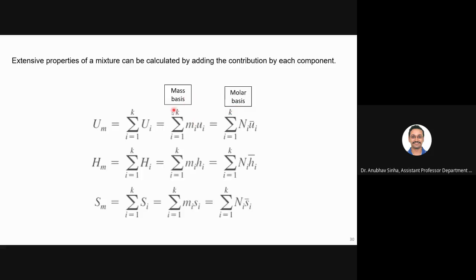In similar fashion, we can also define the enthalpy and entropy of the mixture. That will be the sum of individual components. So if you have 10 components, just add all the enthalpies together. That will be the enthalpy of your mixture. You can either take it on mass basis or mole basis. Similarly for entropy.